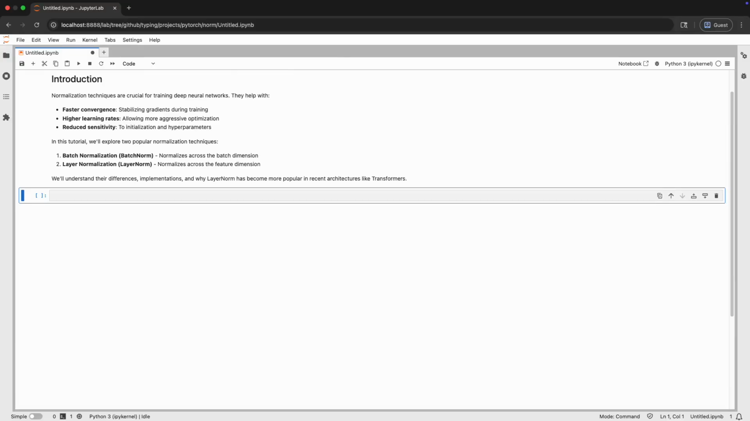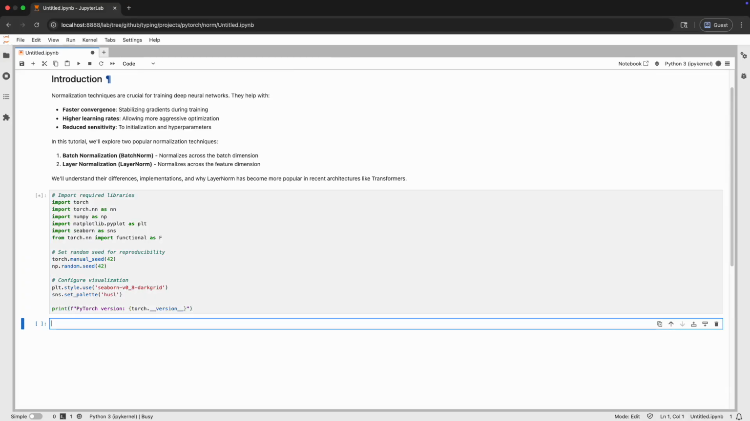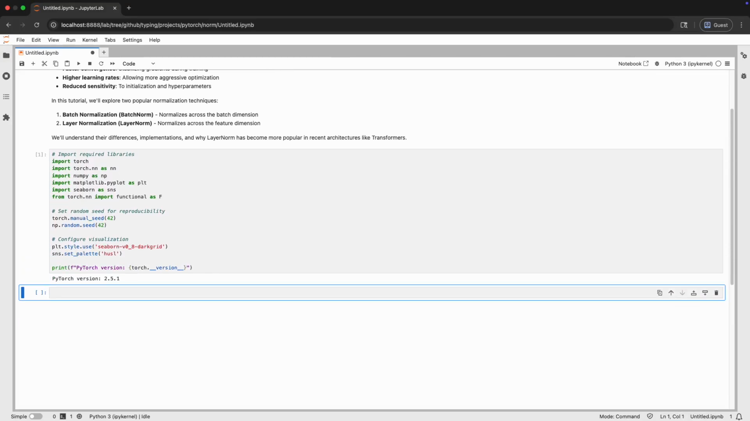Let's start by importing the required libraries and setting up our environment. We'll need PyTorch for our neural network operations, NumPy for numerical computations, and Matplotlib and Seaborn for visualizations. I'm also setting random seeds to ensure our results are reproducible. Great, we're running PyTorch version 2.5.1. Our environment is all set up for exploring normalization techniques.